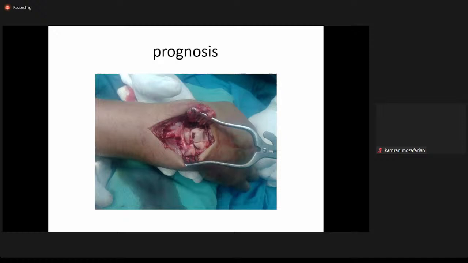What about the prognosis? As I mentioned previously, perilunate fracture dislocation is a high energy trauma, thus cartilaginous injury is common, and as you can see in this slide, the cartilage of the capitate is lost, thus subsequent DJD is inevitable.